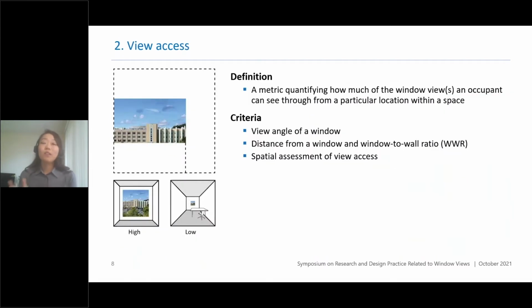So the next primary variable is the view access. It's a metric quantifying how much of the window view an occupant can see from a particular location within a space. There are multiple ways standards account for view access, but it is usually based on the geometric relationship between occupants and their window views.